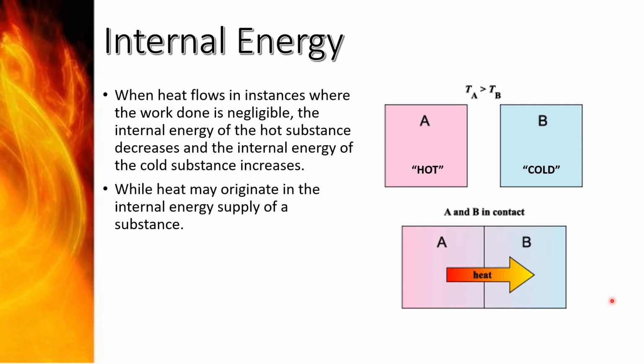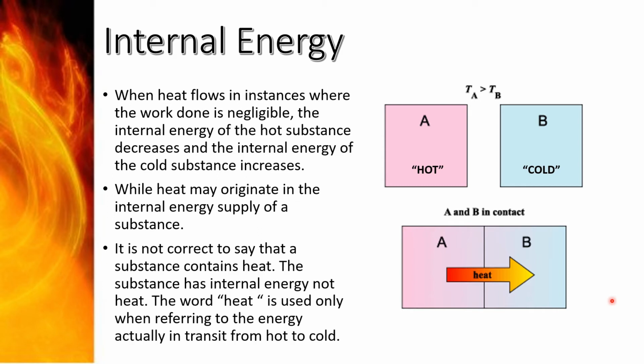While heat may originate in the internal energy supply of a substance, it is not correct to say that a substance contains heat. The substance has internal energy, not heat. The word heat is used only when referring to the energy actually in transit from hot to cold. So again, there's heat because of the temperature difference of the two objects or systems, and because of the transfer of energy from one object to another.